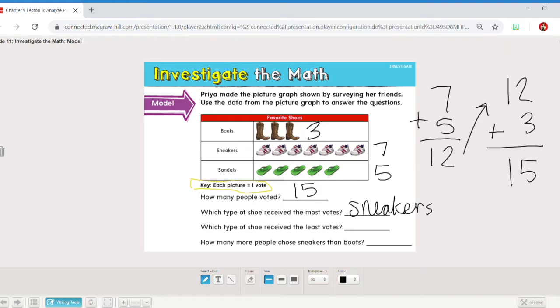Sneakers. What type of shoe received the least votes? Boots. They're not from Texas like me. Boots would have won there for sure. How many people chose sneakers, then boots?